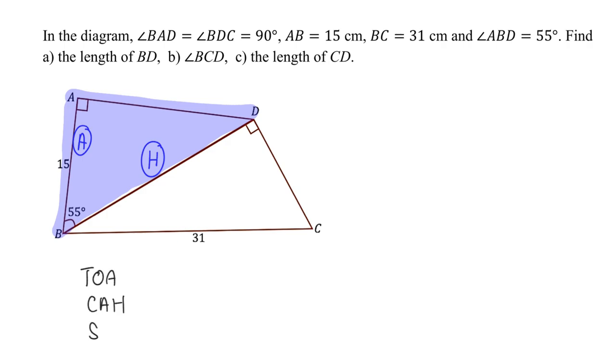Okay? And since I have A and H, of the three trigonometric ratios for this blue color triangle, you will see Mr. Tan applying the cosine ratio. So cosine of this 55 degrees is equal to 15, the adjacent, over BD, which is the hypotenuse. And I'm going to multiply by BD on both sides.